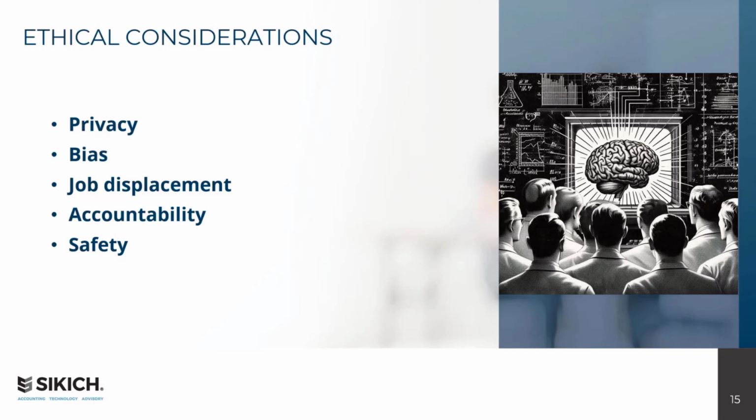AI systems are only as objective as the data they are trained on. If the data used to train the system is biased or discriminatory, then of course the system will perpetuate those biases in its outputs. That can lead to unfair or unjust outcomes, and this is a particular area of concern in HR systems, lending systems, and criminal justice.